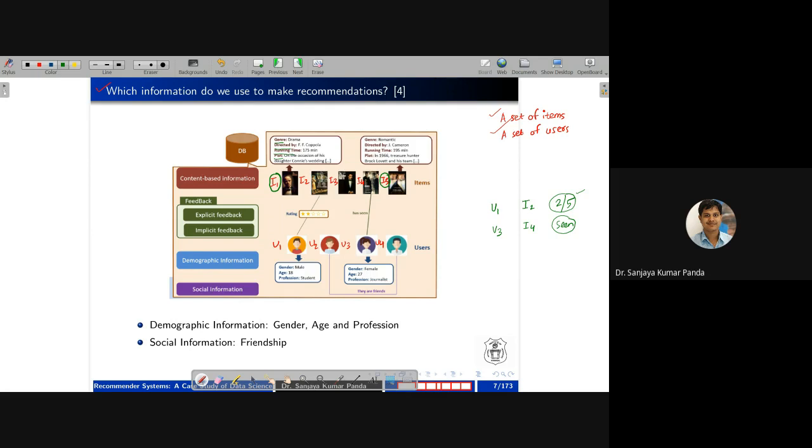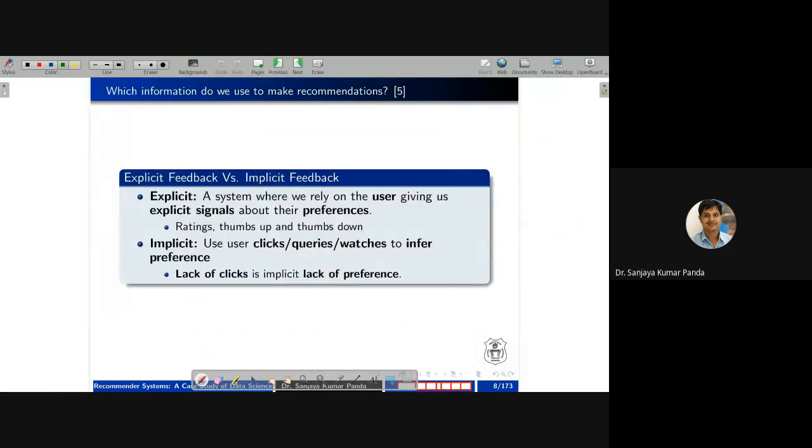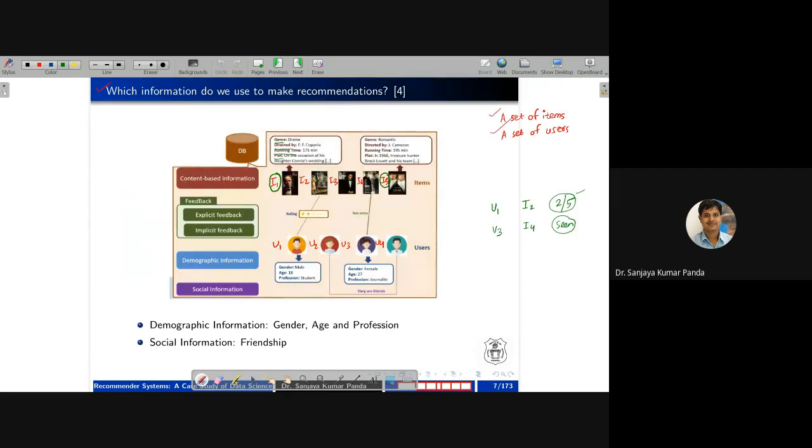So based upon the different type of feedback, we can categorize the feedback into 2 types. One is called explicit feedback, another is called implicit feedback. So let us discuss what is explicit feedback and implicit feedback in detail. So explicit feedback means a system where we rely on the user giving us an explicit signal about their preference. Like in this case, we have seen user one is giving you an explicit signal. User 3 is also giving you an explicit signal.